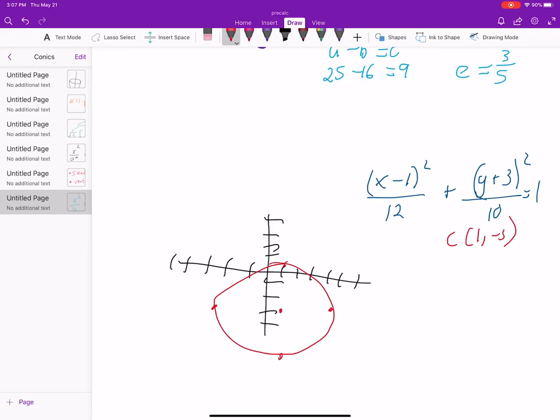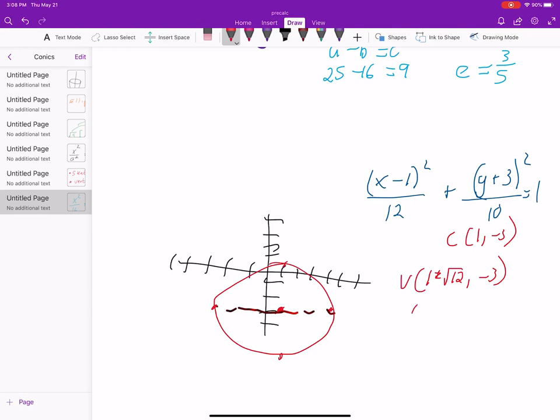So now I got to do the vertices. For the vertex points, I want to start at this center, and I'm going to go over this way. I went over from 1 by the square root of 12. So I'm going to go 1 plus or minus the square root of 12, comma, -3, because it's on the -3 line here, if we think about that.